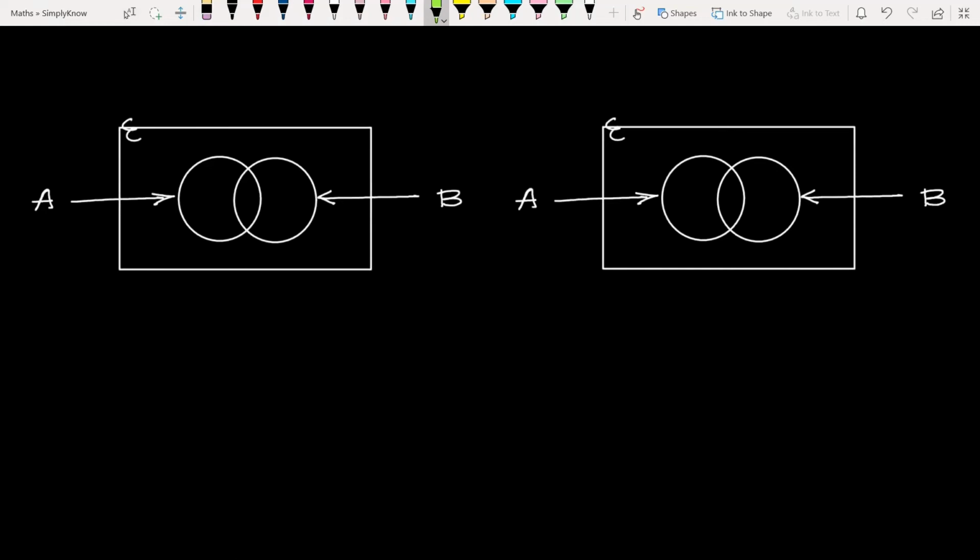Okay, now let's move on to some difficult ones. A complement intersection B. Okay, let's do a little scrap work. For A, I'm going to use blue color. For B, I'm going to use pink. So first, I'm going to shade A complement. So let's shade everything outside A. This is A. So I'm going to shade everything outside set A.